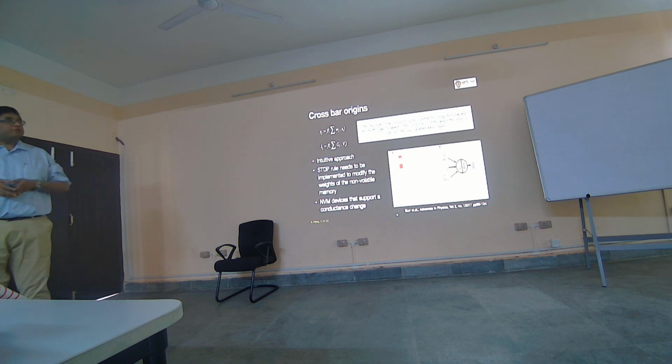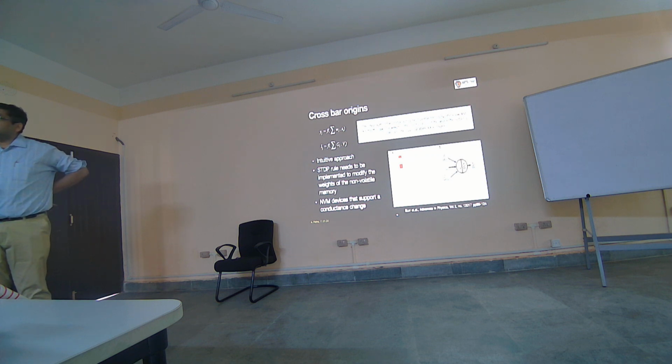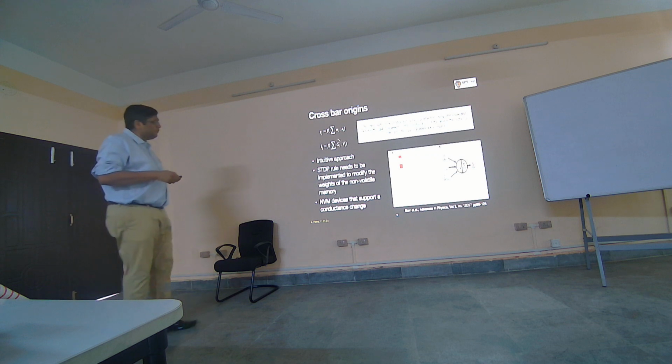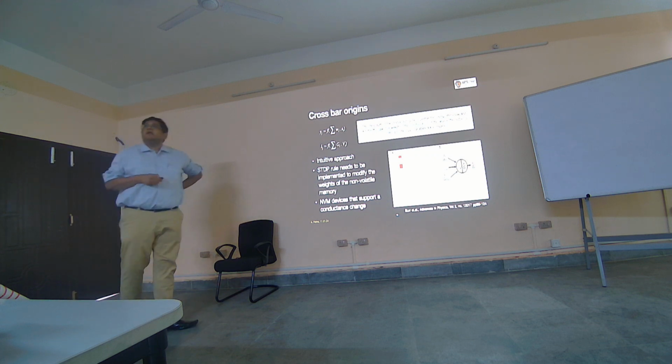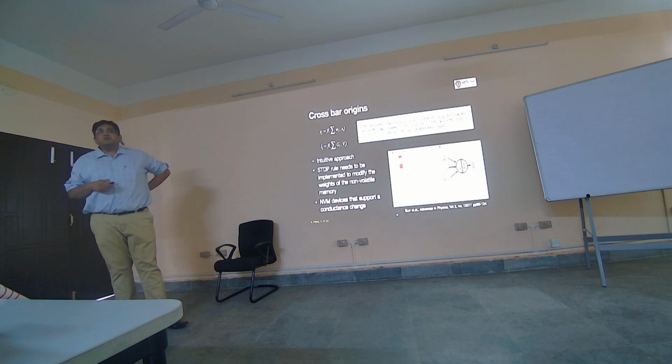As some of you would have read, crossbars are the building blocks of these architectures. Right? And what is a crossbar? Think about this linear function, f equals summation of w x.